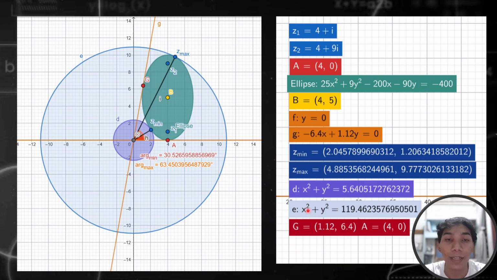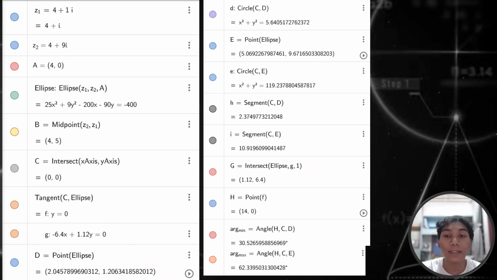And then from that, I've also gathered the Z max and Z min values shown by H and I right here. And then I've also gathered the tangent equations, which are small letter g and then f respectively. So these are all the equations for reference.